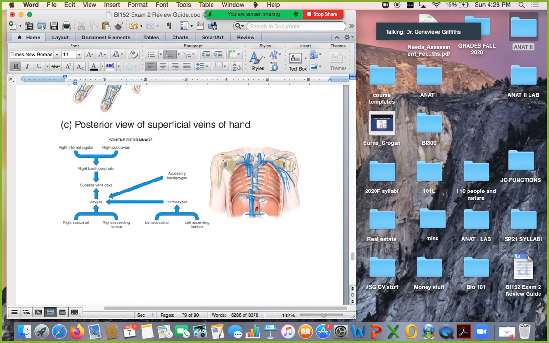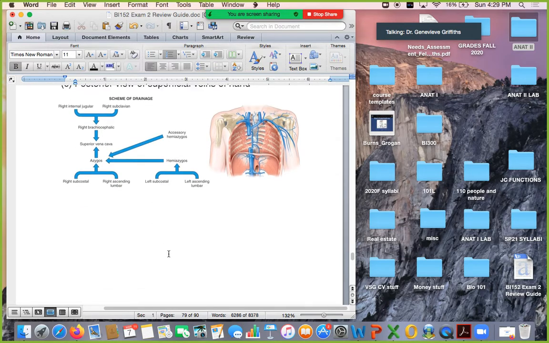Now we're talking about the drainage here of the abdomen as well as of the brain. So here's the internal jugular and the right subclavian draining into the brachiocephalic, into the superior vena cava. From the abdomen, we have the subcostal and the ascending lumbar draining into the hemiazygos. The hemiazygos and the accessory hemiazygos are going to drain into the azygos. Also draining into the azygos is coming from the subcostal and the ascending lumbar. From the azygos, we're going to go into the superior vena cava. So both the right brachiocephalic and the azygos are going to drain into the superior vena cava, and then, of course, into the right atrium.